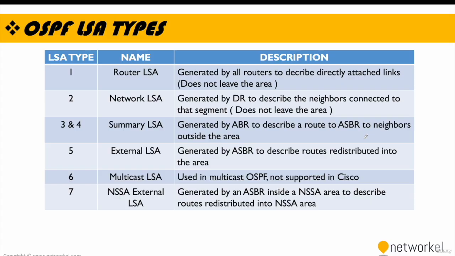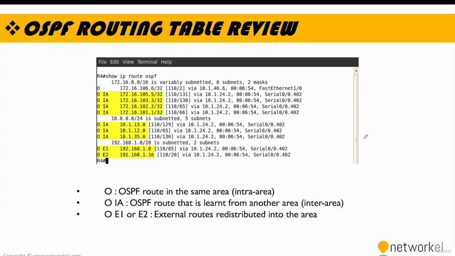It is used in multicast OSPF and not supported in Cisco. And we have LSA number 7, that is generated by an ASBR in an NSSA area to describe routes redistributed into the NSSA area. So let's have a look at the OSPF routing table.